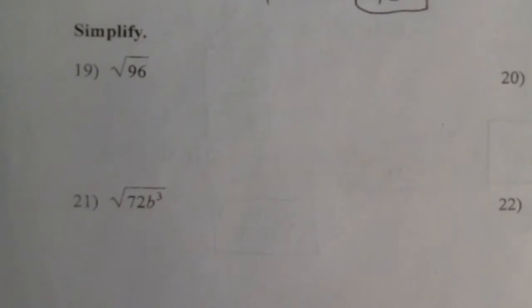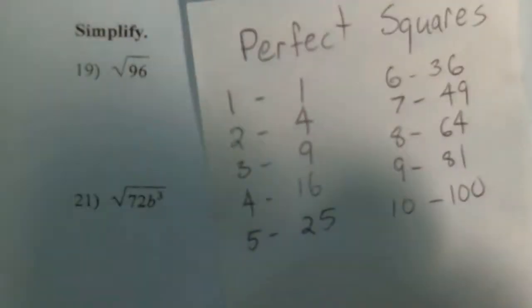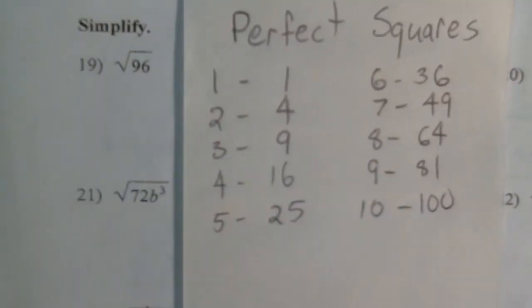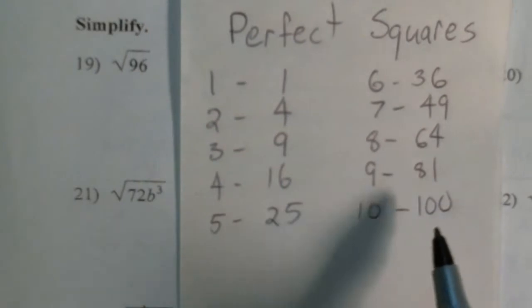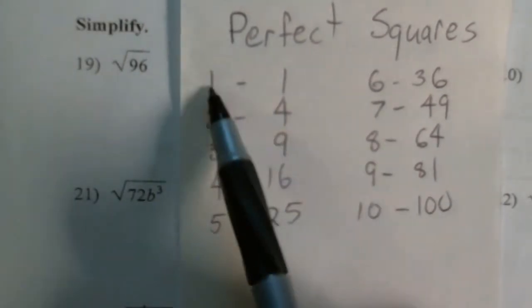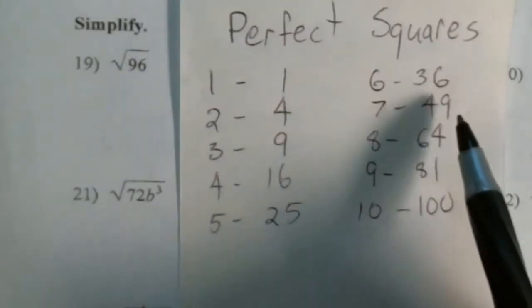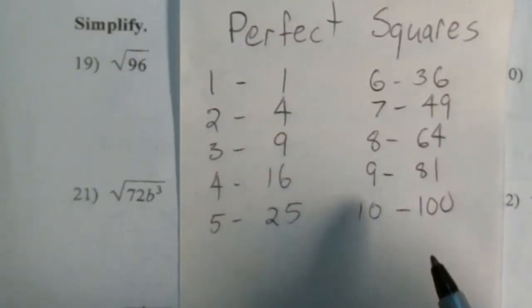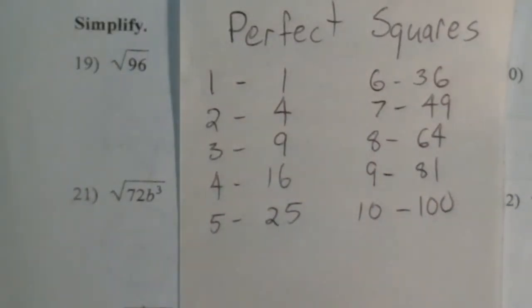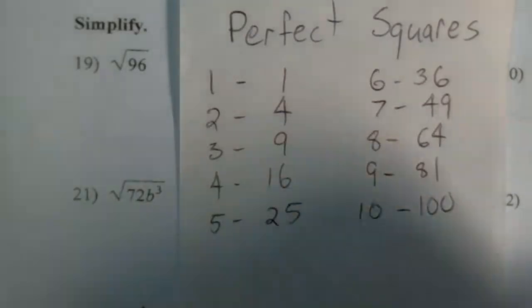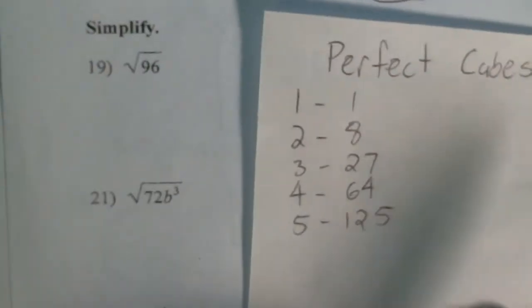And I've made a couple little cheat sheets over here for our perfect squares just to help refresh our memory. Whenever I'm simplifying a square root, I'm looking for the highest perfect square. What are our perfect squares? 1 squared is 1, 2 squared is 4, 3 squared is 9, 16, 25, 36, 49, 64, 81, 100. You guys should be very, very comfortable with being able to just rattle these off in your head and not have to think too much about it. Okay. I also have a little cheat sheet for perfect cubes.